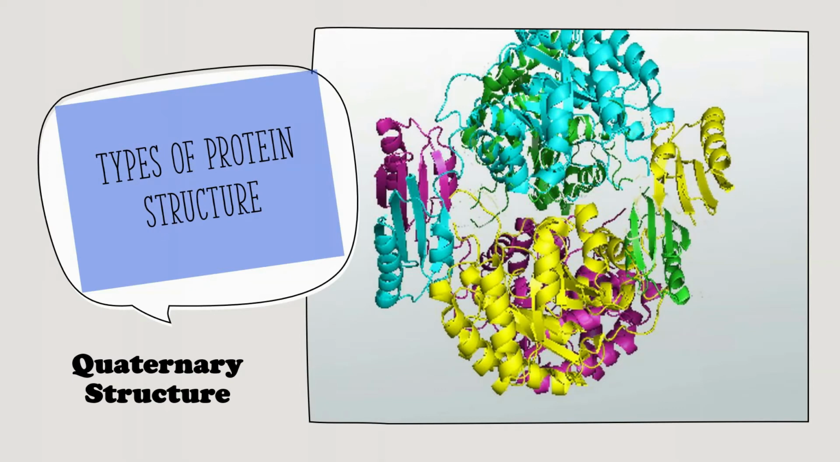than one subunit, and these subunits may be the same or they may be different. For example, at this level, the protein may be a monomer, dimer, trimer, or a tetramer. So this is how we categorize the quaternary structures on the basis of how many subunits they have.